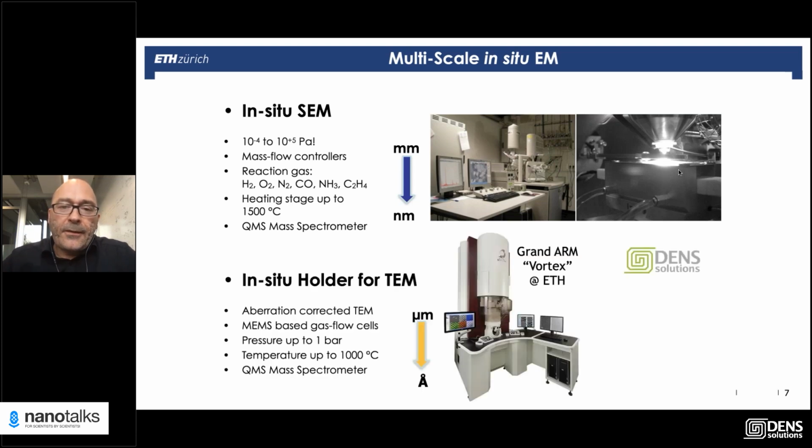And we combine this with transmission electron microscopy. Here at the ETH, we have a nice double aberration corrected Grand ARM. It's a special one because it can be used like an environmental TEM, so we can introduce gases directly into the column. And we combine this microscope with the Climate system of DENSsolutions. With this, we can work up to 1 bar at the moment, maybe soon higher, and we can operate up to 1000 degrees. And we have also a mass spectrometer connected to that system.